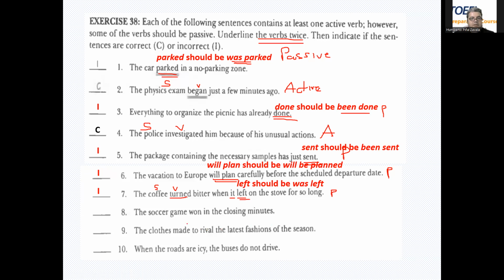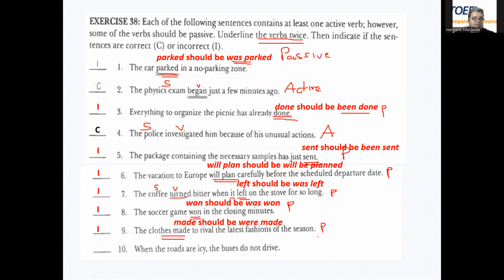The soccer game won in the closing minutes. Really? The soccer game won? No. Somebody played the soccer game. Somebody won that game. So it should be the soccer game was won in the closing minutes. Also in passive voice. The clothes made to arrive the latest fashion of the season. Again, the clothes don't make themselves. Somebody makes the clothes. So it should be passive voice, like the clothes were made to arrive the latest fashion.